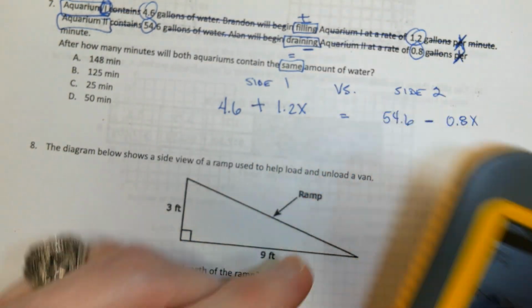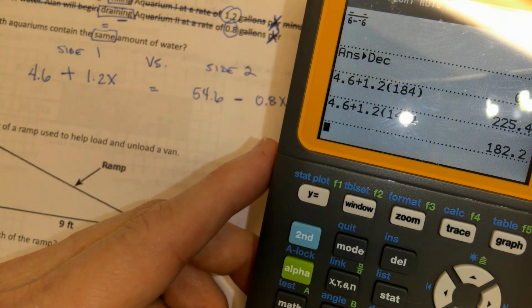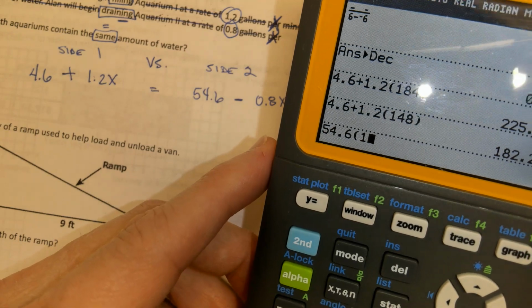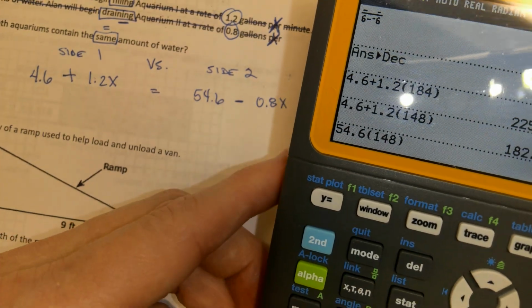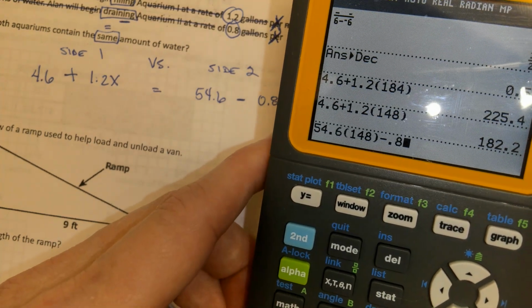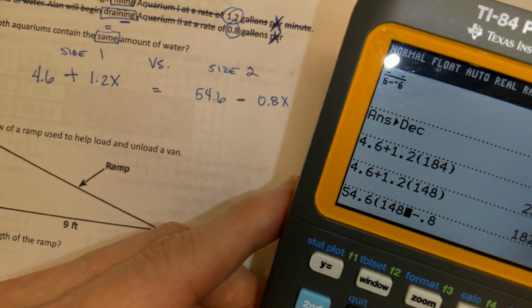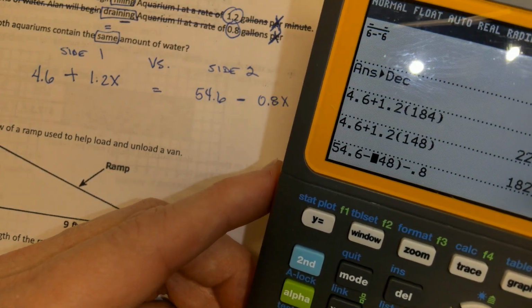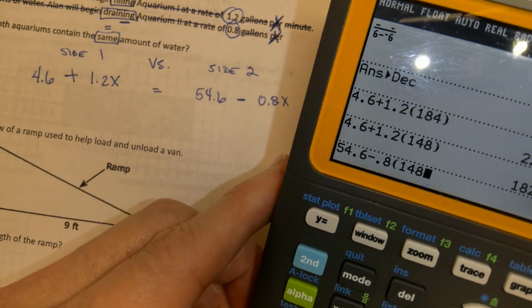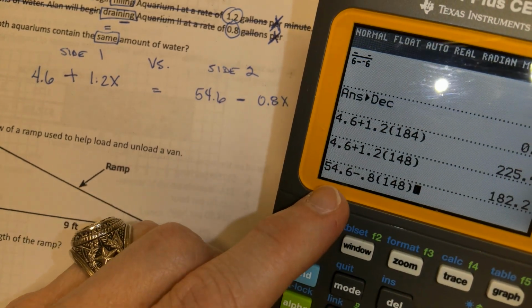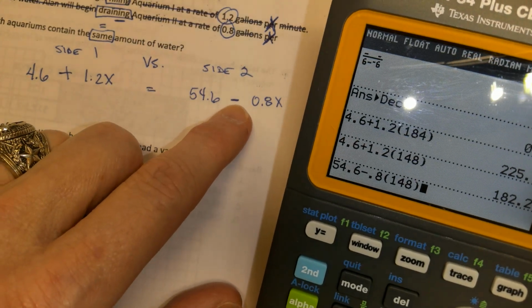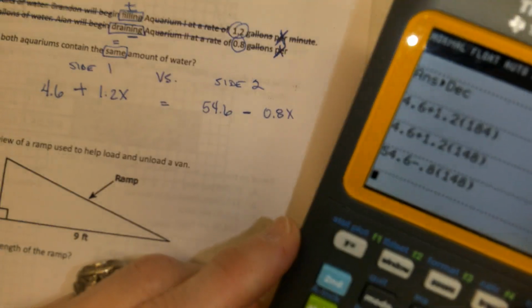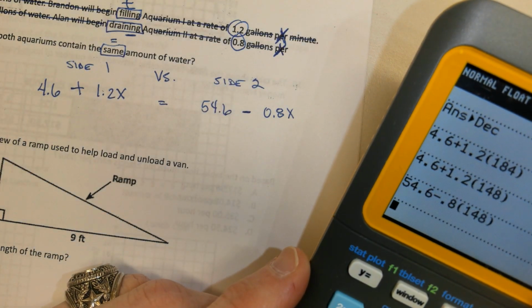$182. Okay, let's go to side 2. 54.6 and x equals 148, close parentheses. I need to drain or subtract away 0.8. I'm doing this wrong. Subtract away 0.8, open parentheses, 148, close parentheses, so it should look like that. You need to make sure you make it look just like you wrote it down. Okay, enter. This guy says, does 182 equal negative 63.8?